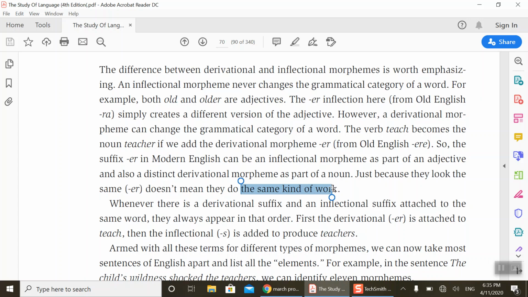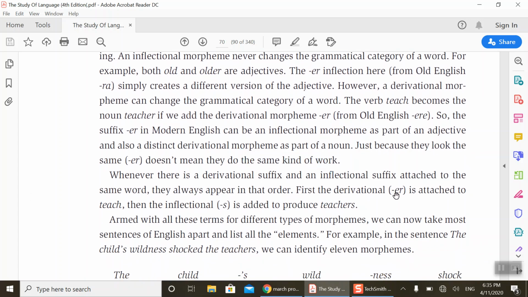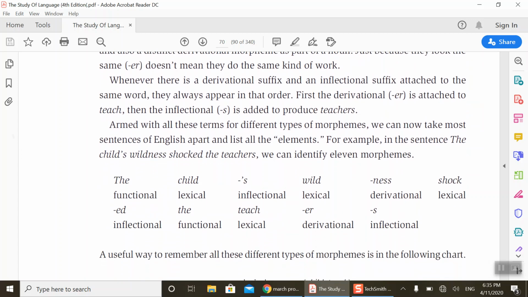The same -er, nominal and adjective combined. You can distinguish between them: you can add -s to teacher, teachers, but old, older, we can't say olders.